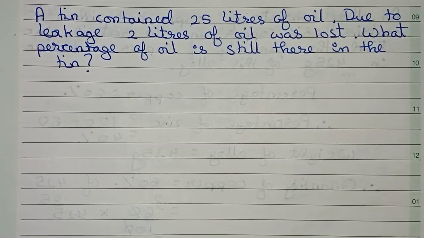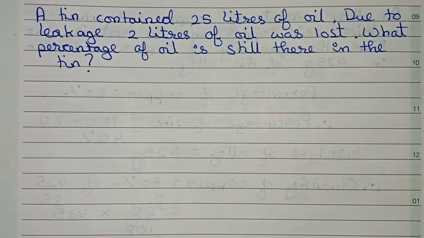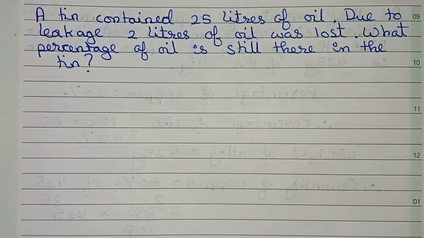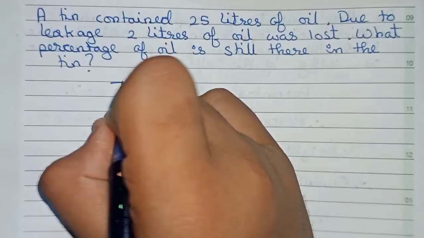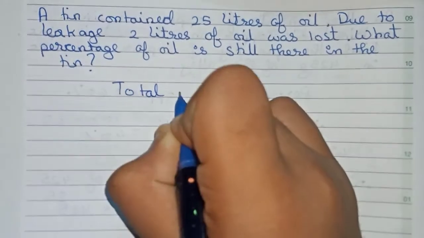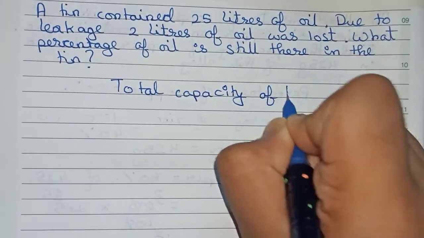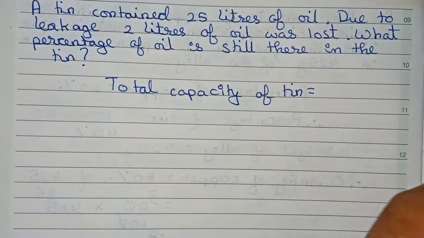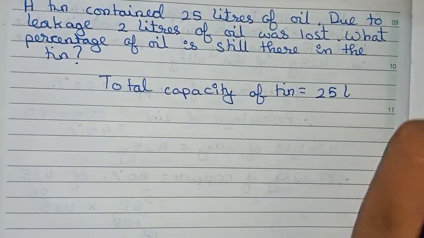Now our next question is: a tin contained 25 liters of oil. Due to leakage, 2 liters of oil was lost. What percentage of oil is still there in the tin? So this is our question. Let's solve this. First we write the total capacity of the tin. This means how much oil is contained in the tin before the leakage. It is given in the question that it is 25 liter.